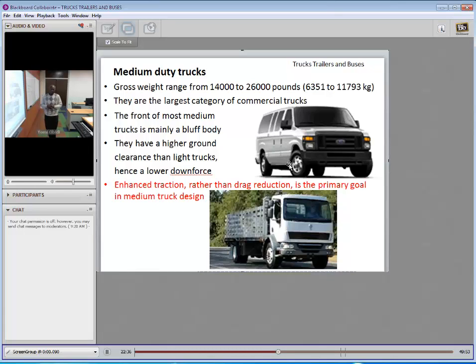This is partly because most of the businesses that we have are one-man, two-man businesses, small businesses, and medium trucks serve the purposes of those various businesses.